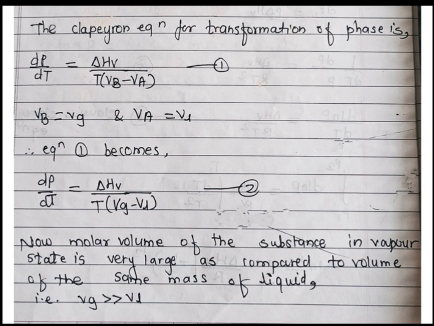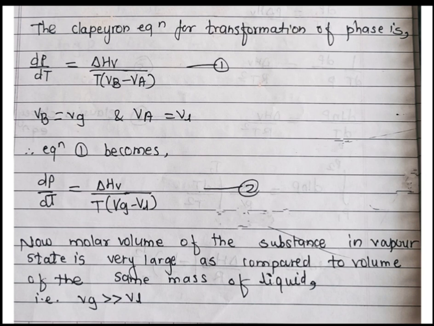So suppose we consider Vb is equal to Vg and Va is equal to Vl. That means Vb is the volume of the gas phase and Va is the volume of the liquid phase. So our equation 1 will become, instead of Vb and Va, we put Vg and Vl. After putting these values, equation 1 becomes dP by dT is equal to delta HV divided by T into (Vg minus Vl). This is our equation number 2.